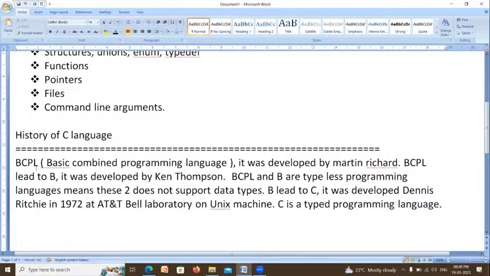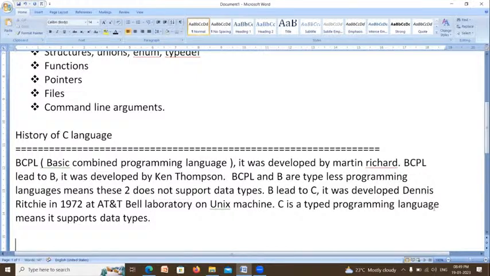From B, a new programming language was developed that is called C. It was developed by Dennis Ritchie in the year 1972 at AT&T Bell Laboratory on a computer having the Unix operating system, on a Unix machine. C is a typed programming language. What is the meaning of that? It supports data types. A language which supports data types is called a typed programming language. A language which doesn't support data types is called a typeless programming language.